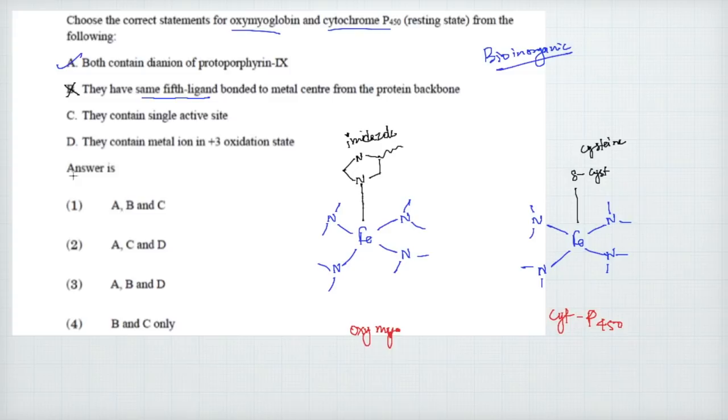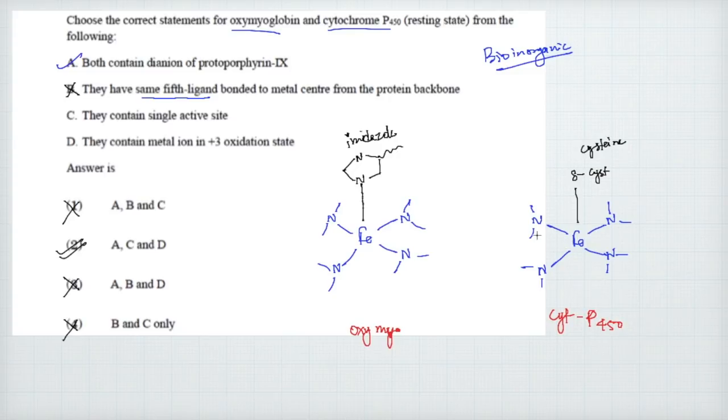Now, whichever options contain option B, you can just cancel them out. So you can cancel out 1, 3 and 4, and by default you get answer number 2 as the correct one. You can check the others as well. The third statement says they contain single active sites. So yes, both of them contain single active sites.